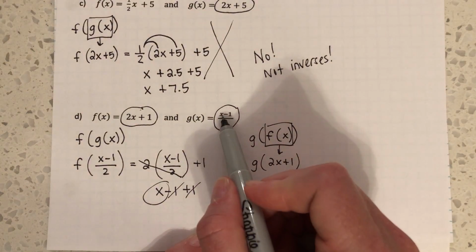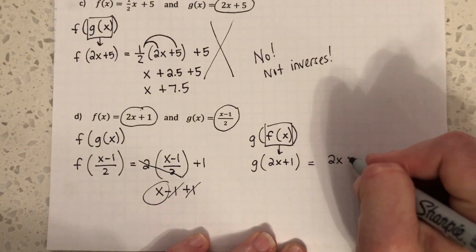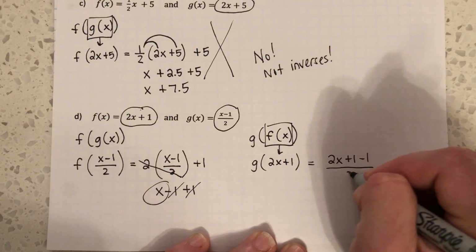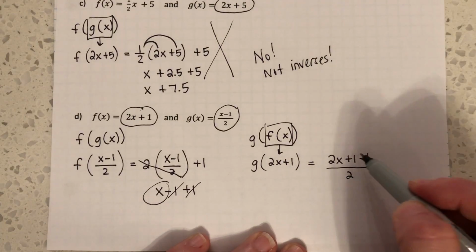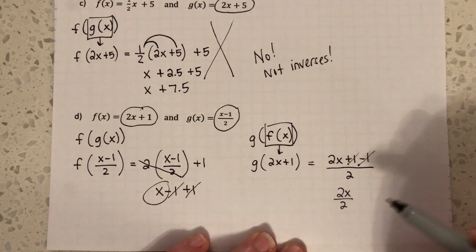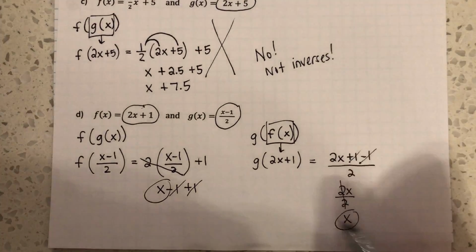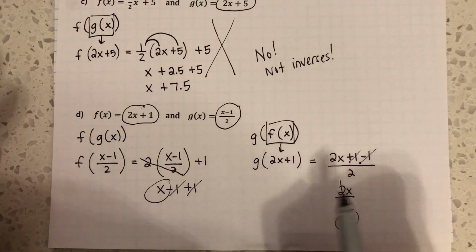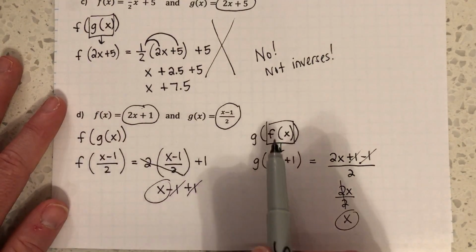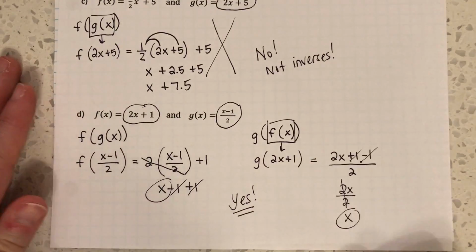So go to g and start rewriting. Take x out, put all of this in. 2x plus 1, don't forget minus 1, and then divide it all by 2. Okay, so on top, plus 1 and minus 1 cancel. I'm left with 2x divided by 2. The 2's cancel, and I'm just left with x. So they cancel each other out. So that means since all of his operations canceled with his, and all of his operations canceled with those ones, you can say, yes, these are inverse functions.